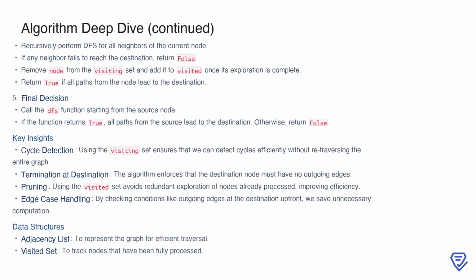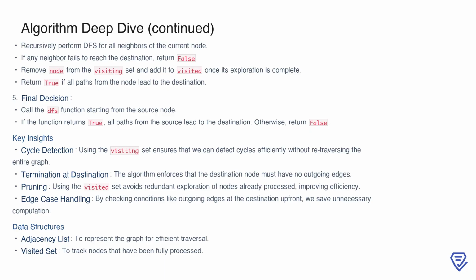During the DFS, we add the current node to the visiting set to mark it as being explored. Then, for each neighbor of the current node, we recursively call the DFS function. If any neighbor fails to lead to the destination, we return false immediately. Once all neighbors have been explored, we remove the current node from the visiting set and add it to the visited set to mark it as fully processed. Finally, we return true if all paths from the node lead to the destination.